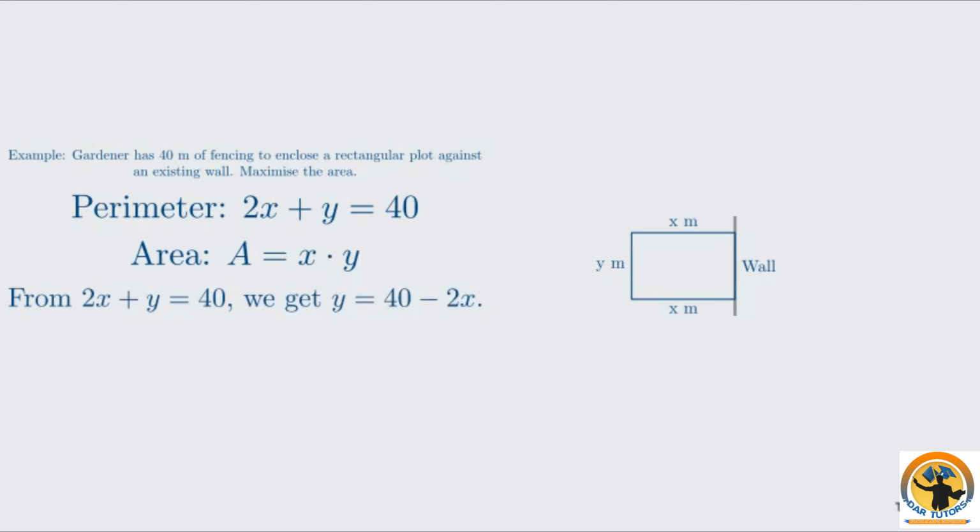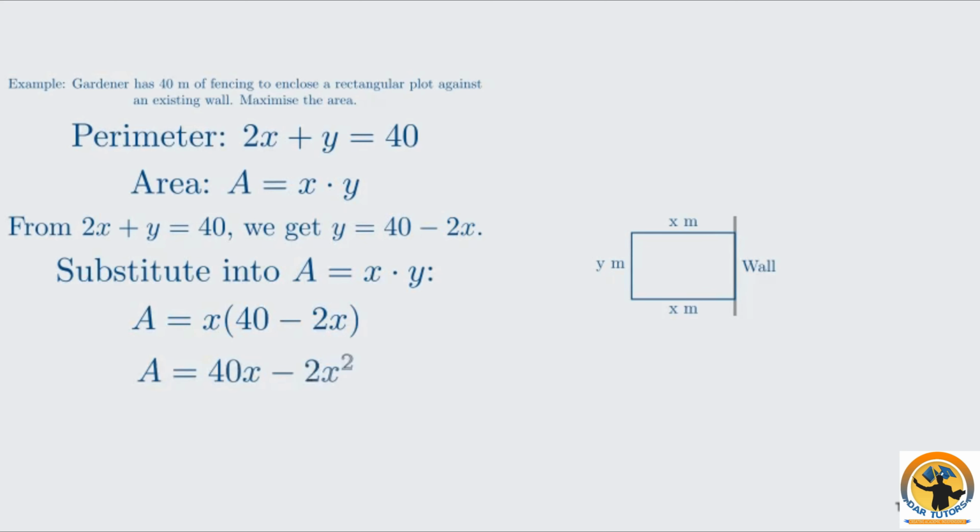From the perimeter equation, we can write y equals 40 minus 2x. Now we substitute this expression for y into our area equation. A equals x times the quantity 40 minus 2x. Expanding this gives the quadratic function A equals 40x minus 2x squared.